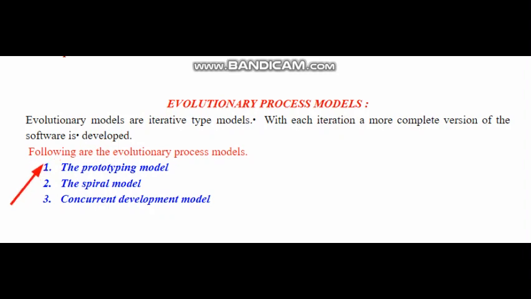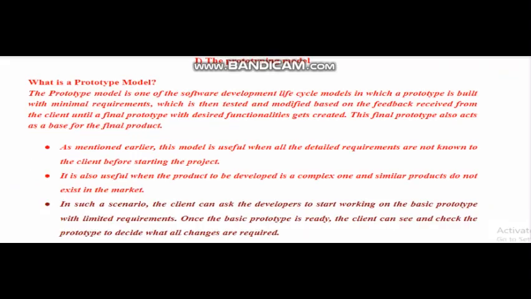There are basically three categories of this model. One is the prototyping model, another is the spiral model, and the third one is the concurrent development model. Let us see them one by one. First we will see the prototyping model. You might have heard about the prototype. So what is a prototype? A prototype is nothing but a small model of a real system.